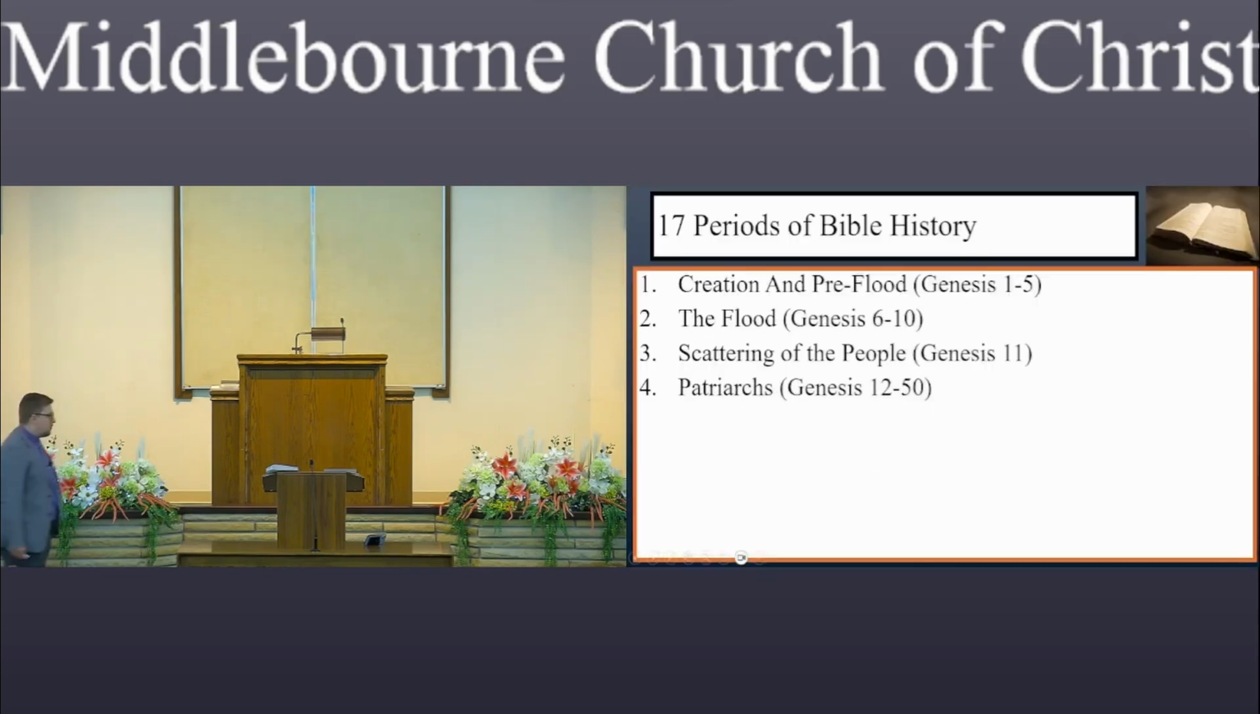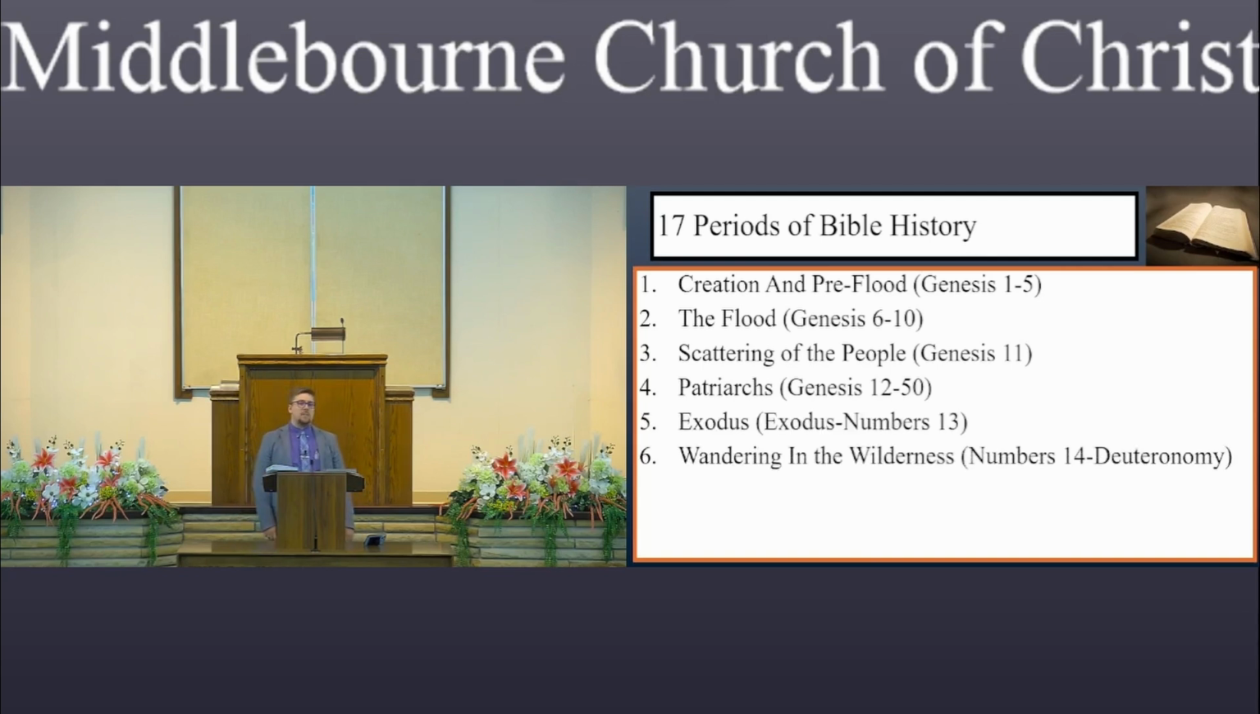Genesis 12 to 50, the patriarchs. So again, I want to know where to find Abraham, or I want to know where to find a story about Isaac, or I want to know where to find a story about Jacob. I've now narrowed it down from it's somewhere in Genesis to it's somewhere from 12 to 50. And so I've narrowed it down a little bit.